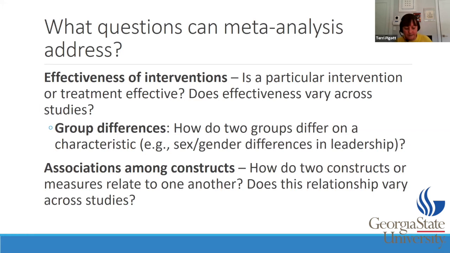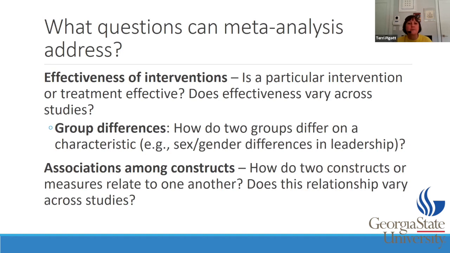And then another, probably really common application of meta-analysis in business and management would be questions about associations among constructs. We might really be interested not in interventions and not in group differences, but in how two constructs or measures relate to one another. And then again, a related question is, how does that relationship vary across studies?